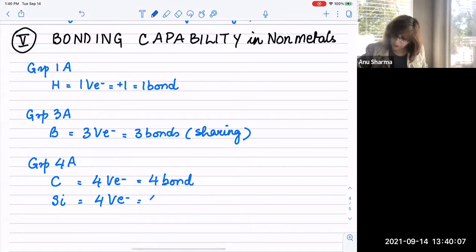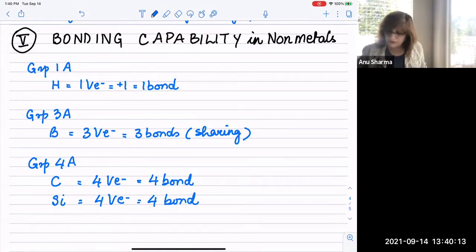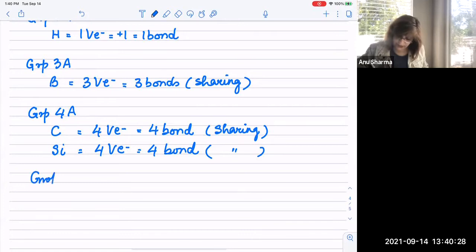Silicon also will form 4 bonds, and like I said, carbon can also form bonds by sharing, and ionic bonds are also formed. So generally sharing is more common. Silicon dioxide, all that is also formed by sharing. All right, next we are going to look at the next group.